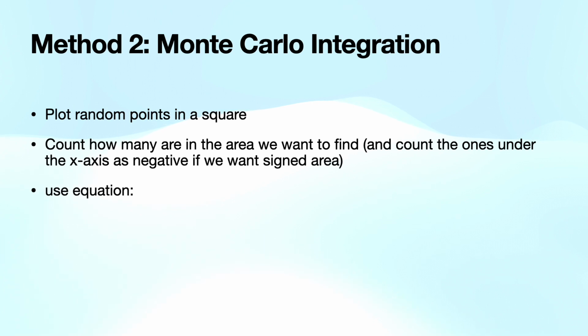The second method is Monte Carlo integration, which is a method that is a lot more general than Riemann sums. The idea of this method is to plot random points in a defined area and see how many of them are in the area that we are looking for.